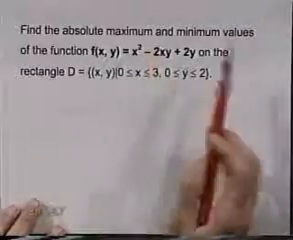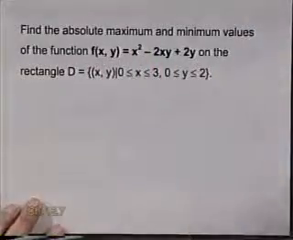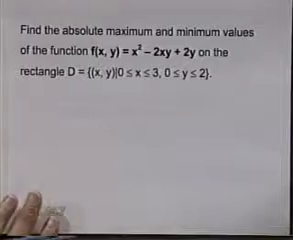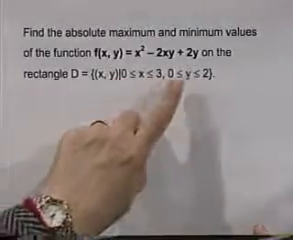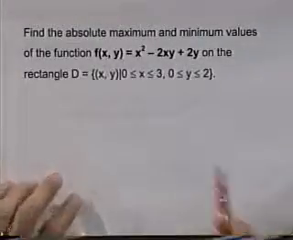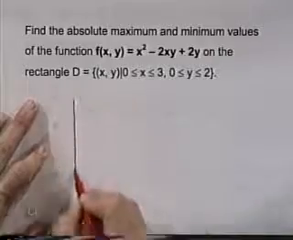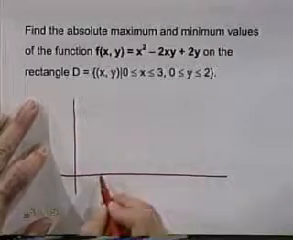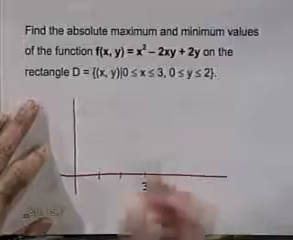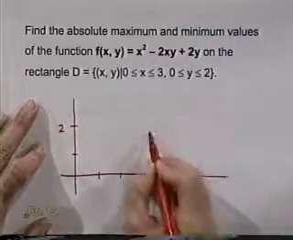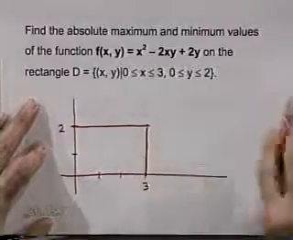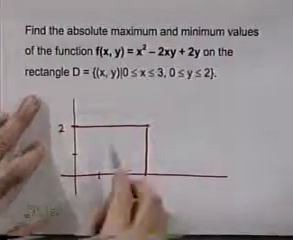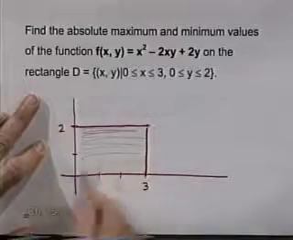Find the absolute max and minimum values of the function f(x,y) equals x squared minus 2xy plus 2y on the rectangle D, which is equal to all the points where x is between 0 and 3 and y is between 0 and 2. Let's draw what this domain looks like. x is going from 0 to 3, and y is going from 0 to 2. We are talking about all the points in here.